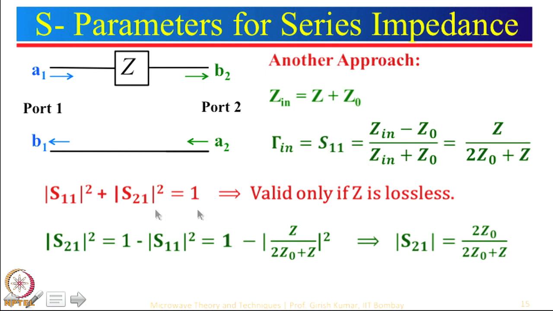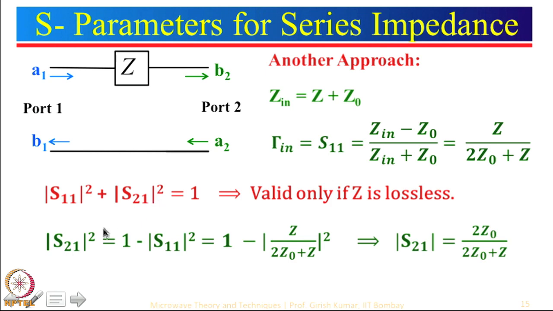Now, be careful when you are going to use this particular expression. See, this is S11 square plus S21 square equal to 1, but this is valid only if Z is lossless. Please do not use this particular concept if Z is lossy. That means if Z is a resistor, you cannot use this particular thing, because for a lossy network, this is not at all valid. Okay? Please remember that. However, you can apply this condition for an inductor, capacitor or a transmission line which is lossless. So, let us see how we can solve this assuming that Z is lossless.